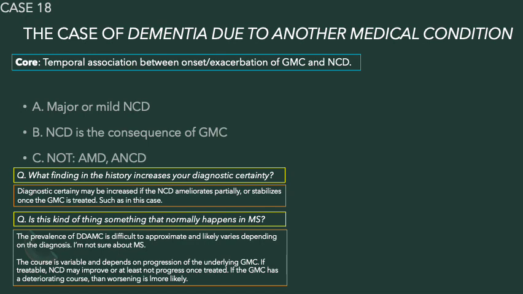The prevalence of dementia due to another medical condition is difficult to approximate. It likely varies depending on the diagnosis. I'm not sure about MS, and this isn't mentioned in DSM. Of course, course is variable and depends on progression of the underlying general medical condition. If it's treatable, a neurocognitive disorder may improve or at least not progress once treated. If the general medical condition has a deteriorating course, then worsening is more likely.